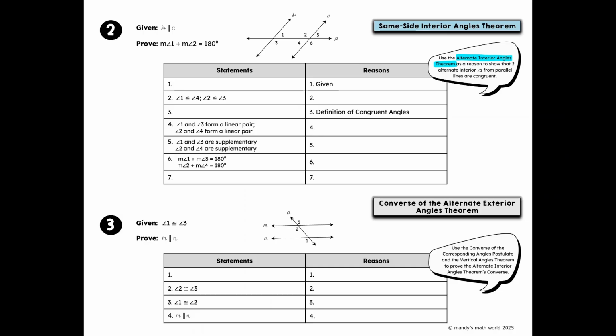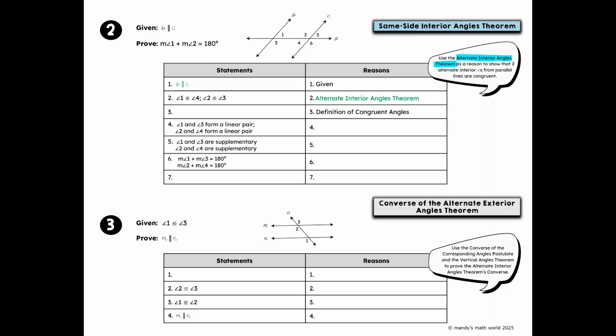Number 1, given is already the reason. What we're given is line B is parallel to line C. The next statement says angle 1 is congruent to angle 4 and angle 2 is congruent to angle 3. Well, I can't use the same side interior angles theorem in this proof, but I can use the previous theorem that we just went through, and that is the alternate interior angles theorem. That tells us alternate interior angles are congruent. So we're given parallel lines, and I know alternate interior angles are congruent. Let's use that theorem as a reason to show those angles are congruent.